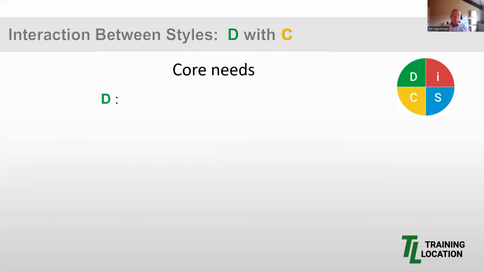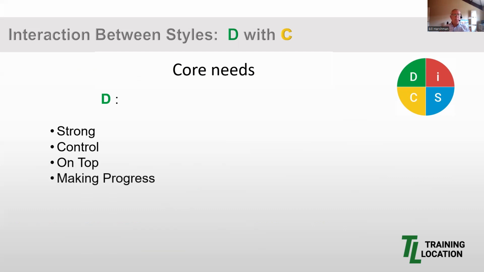The D includes a need to be strong, also includes a need to be in control of a situation or in control of the factors affecting that situation. There's a need to be on top or winning. Competition is very important to them. And there's also, last, a need to be making progress, always moving forward.